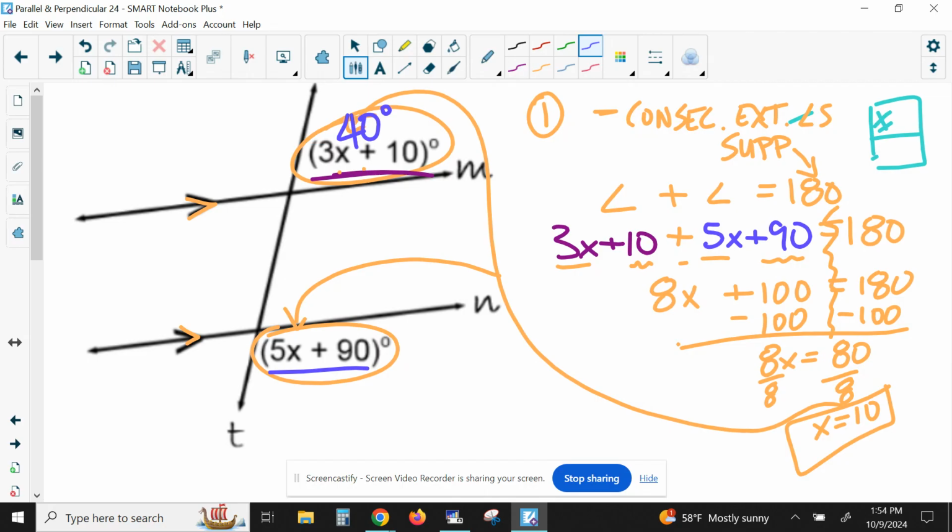And now we need to do this one. 5 times 10 plus 90 is what? 140. And how would we know if this is right or not? Yeah, because remember, we wanted them to be supplementary. So does 40 plus 140 make 180? So, okay, then we don't have to ask anybody if that's right. We know we're right. That's how good we are.